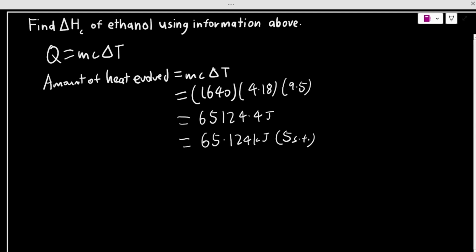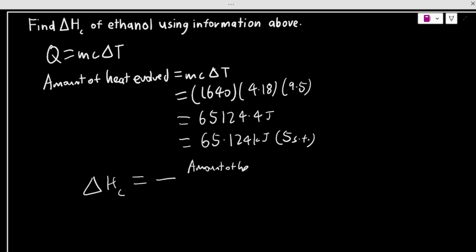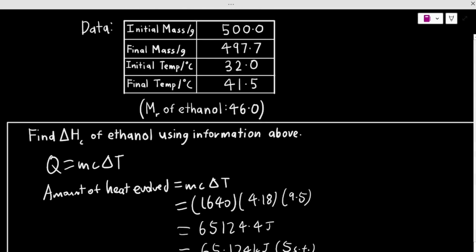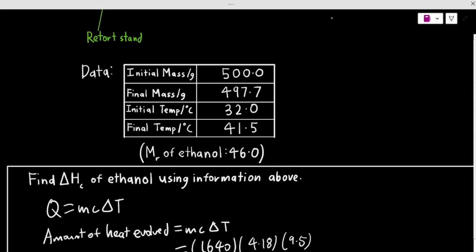The next thing we need to do is to figure out what the enthalpy change of combustion is. The enthalpy change of combustion is going to be negative of the amount of heat evolved divided by the amount of fuel, which in this case is ethanol used. We don't have the amount of ethanol yet, but what we do know is that the initial and final mass of the burner with ethanol are these.